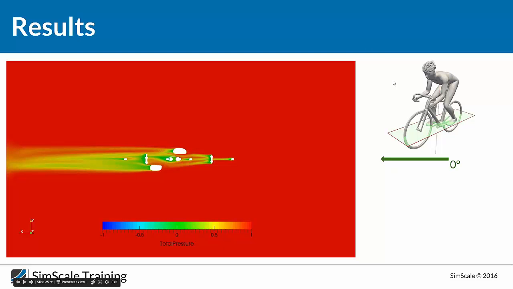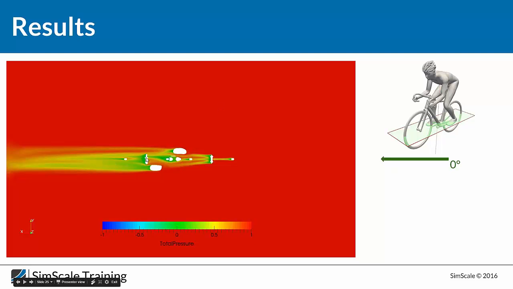So here we can see from the top right side the rider with the bike, and this plane over here cuts the bike over here, and this is what we are looking at in this picture from the left side. It's the total pressure. We have already talked about what the total pressure is. It's the kinetic energy in the flow. This means if we have red high value, which is 1, there is no disturbance in the flow. The flow is clean with high velocity.